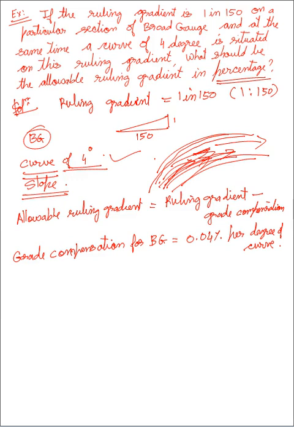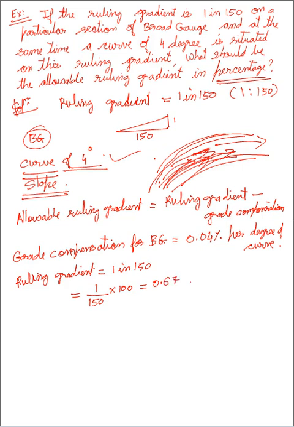So basically the ruling gradient is equal to 1 in 150. So what is the meaning of 1 in 150? It is actually 1 by 150 into 100. So the decimal value, it is 0.67.